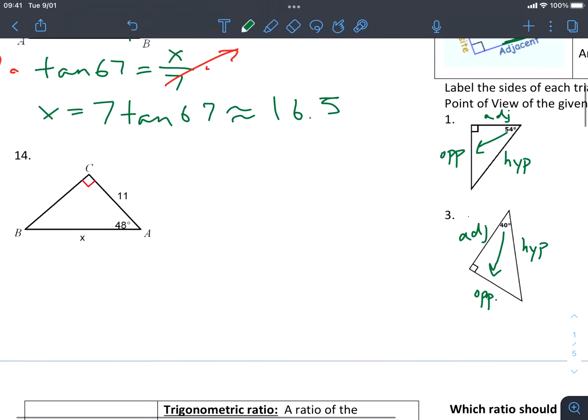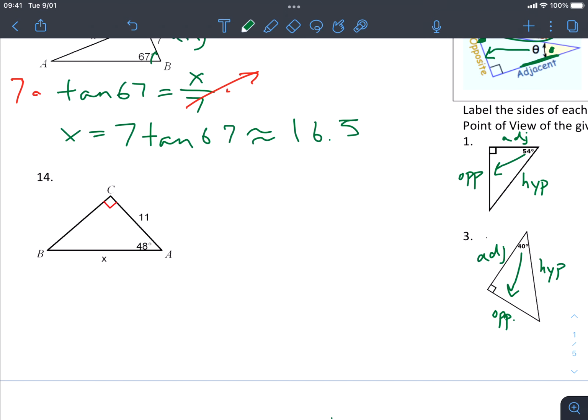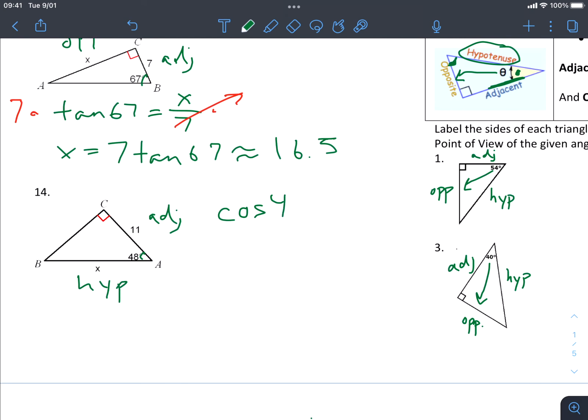Now, this problem is actually a little interesting because we have to do a different step. If I have my angle here that I'm focused on, I have my hypotenuse, and I have my adjacent. Well, I know that's cosine. Cosine is adjacent over hypotenuse, CAH. So I would set it up like this. I would say cosine of 48 is equal to 11 over x.